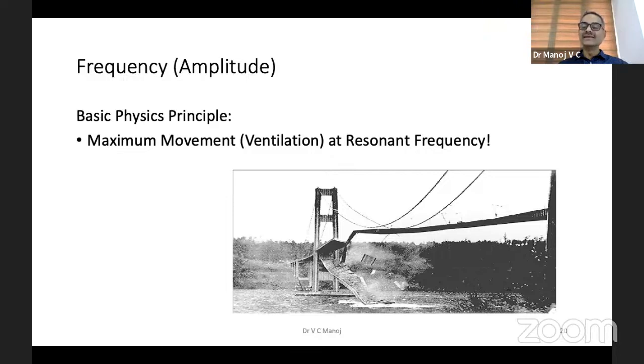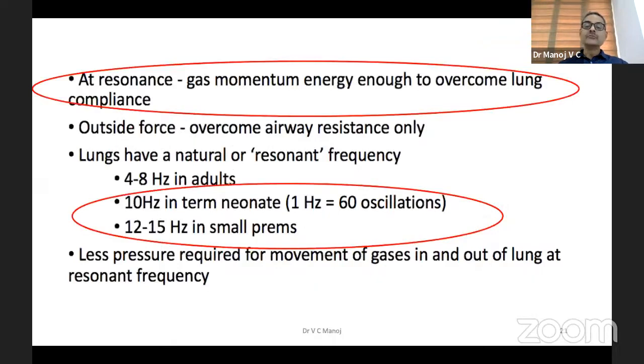The typical example is, if any of you has been exposed to armed forces, when soldiers walk on a bridge, they are asked to break step. If they walk in the same step, the frequency that is generated, by some misfortune, actually equals the resonating frequency of the bridge. The bridge will start moving and then the bridge breaks. There are historical examples, some of you may be aware of. So gas moves, and ventilation happens maximum at a particular resonating frequency. Each matter in physics has a particular frequency.